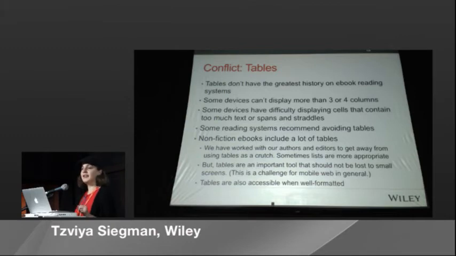Tables. Tables have a really unhappy history in ebooks, but also on the web in general. Some devices can't display tables with more than 3 or 4 columns. Some devices completely choke when there's more than, let's say, a sentence in a cell. Sometimes straddles and spans don't work at all. Some reading systems documentation just say, don't use tables.